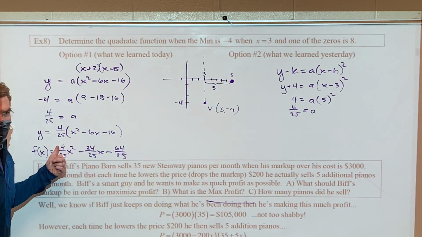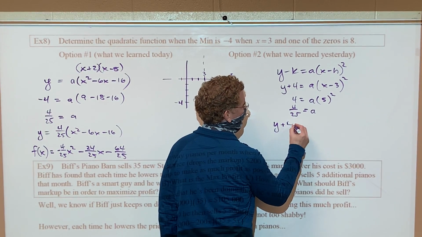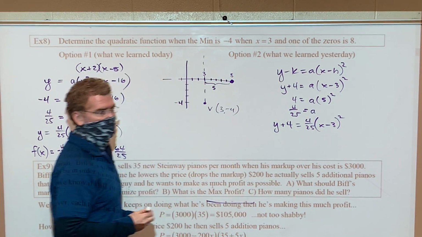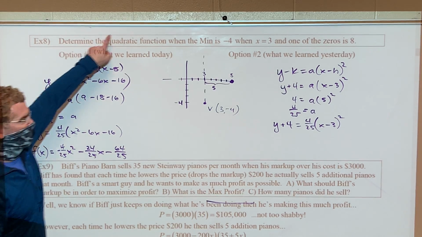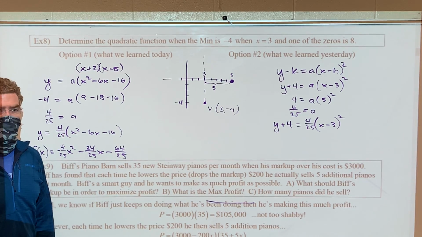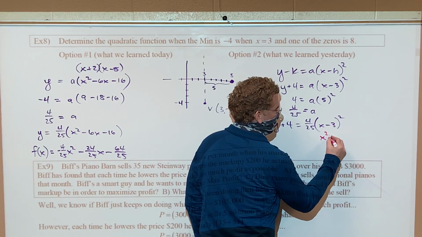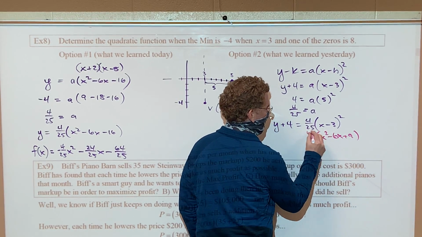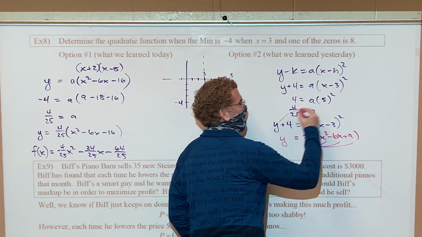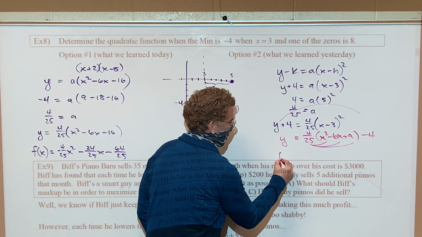Notice, same a value. The only problem is, if I ask you for a quadratic function, what do I have to do now? And I said quadratic function. I'd probably word it better. I'd probably say in quadratic function form or in quadratic form, I'm going to have to multiply this out. So I'm going to have to FOIL that. x squared minus 6x plus 9. I'm going to have to multiply the 4/25 in, and then I'm going to have to subtract that 4 at the end. So in that function, and then change y to f of x.